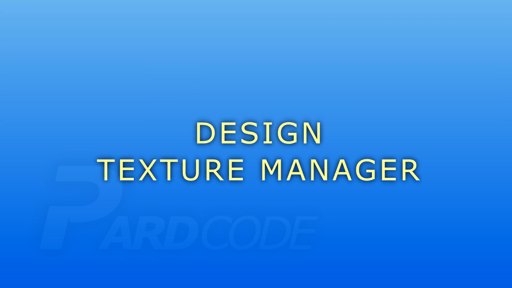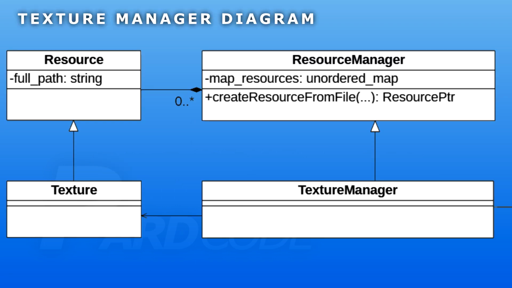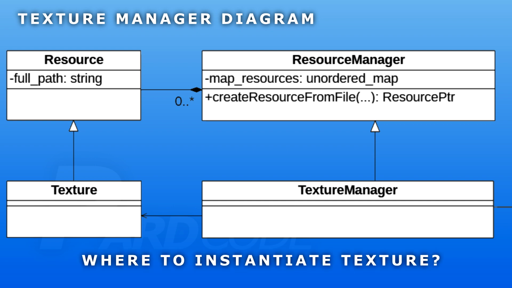Very well, but we haven't talked about textures yet. At this point, what do we have to do? We need to create two other classes, Texture Manager and Texture. Texture Manager will inherit Resource Manager, and in the same way, Texture will inherit Resource. The problem now is, where do we actually instantiate our texture? There are many approaches to solve it.